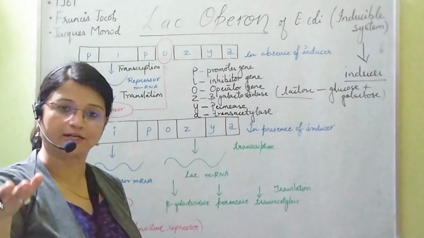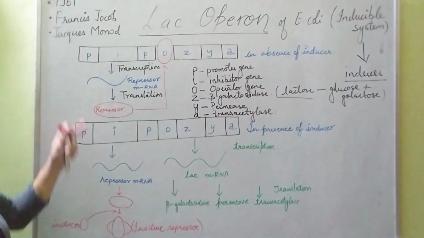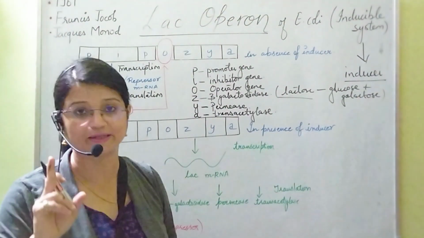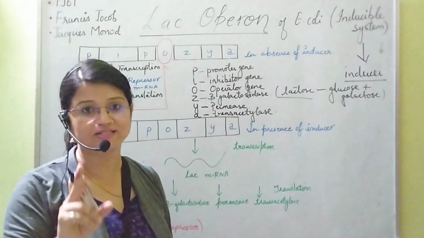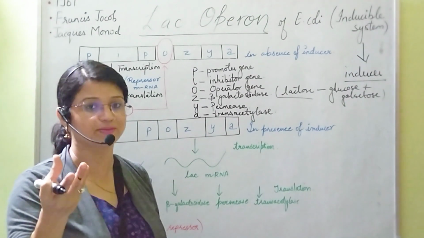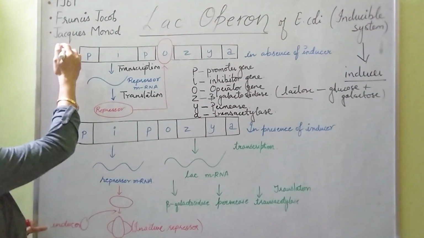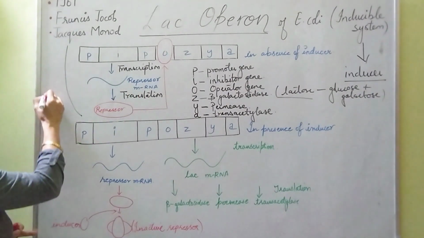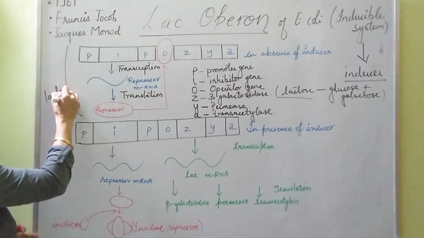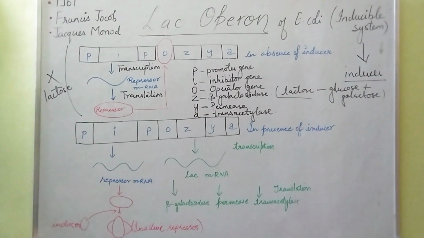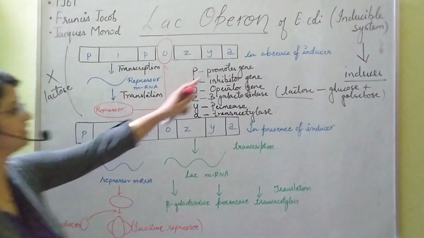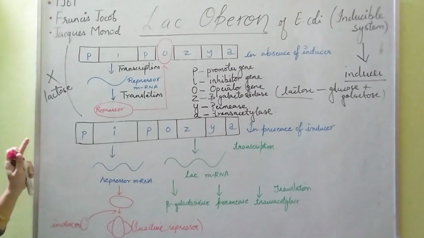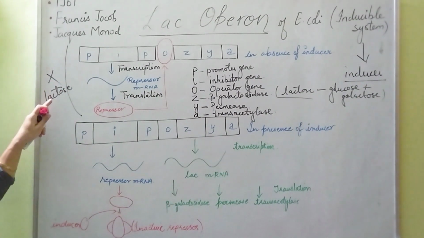Now here we can see the first condition, when the inducer is not present in the medium. First of all, what is an inducer? Inducer is a chemical substance. So here, suppose this is the bacterial cell, and the lactose is absent, that is, in the absence of inducer, when lactose is absent. Now what will happen when lactose is absent?